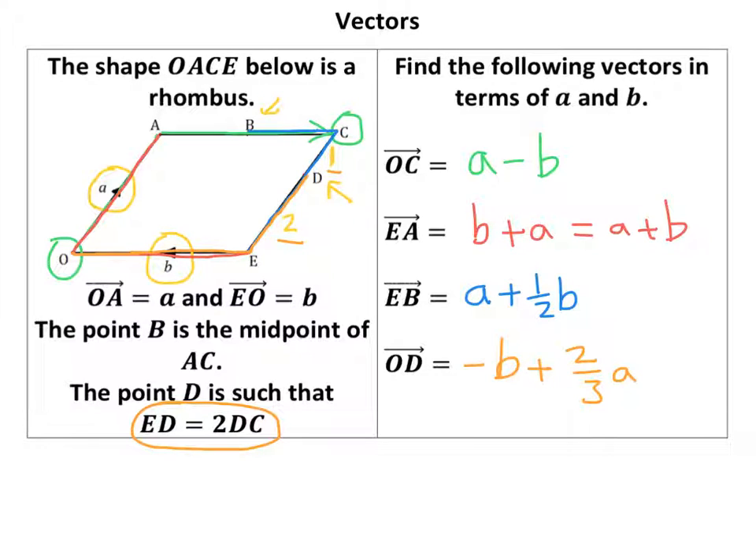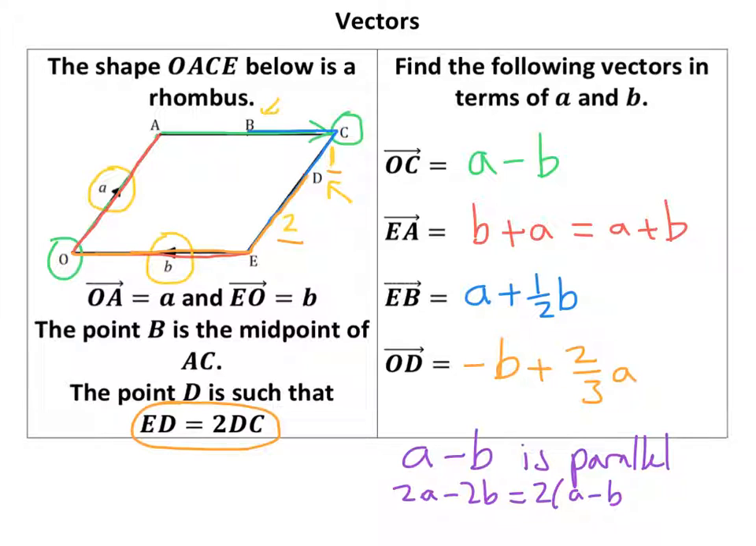One thing I would say, and I'm just going to do this in purple, is if I've got the vector A minus B, that is parallel to, say, 2A minus 2B. So multiples of vectors that are the same. I could rewrite that as 2 times A minus B, and because of the A minus B bits, that means that they're parallel. They're multiples of those.